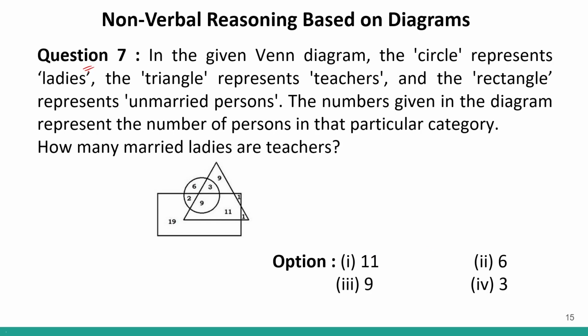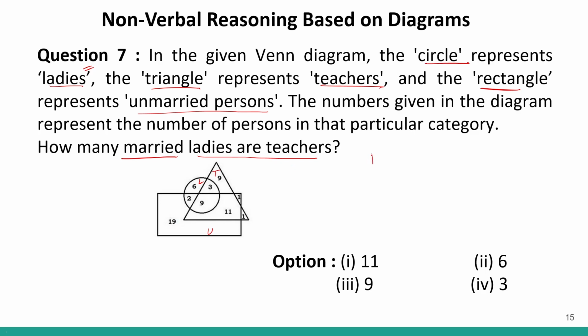Now, question number 7. We are given a Venn diagram and we have to find a particular quantity. So let us see. In the given Venn diagram, circle represents ladies. So circle means I am just writing ladies. Okay. Triangle means teachers. So this is triangle, these are the teachers. Then we have rectangle. Rectangle means unmarried persons. Rectangle is this, unmarried people. The number is representative of the number of people in that particular category. We have to find how many married ladies are teachers.